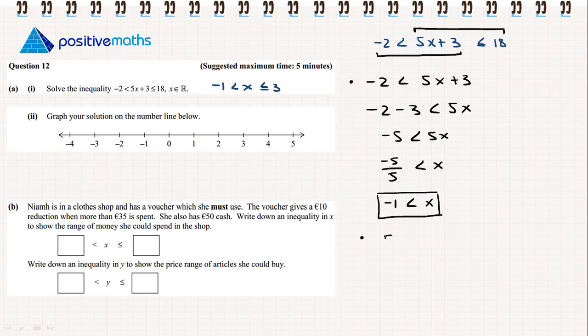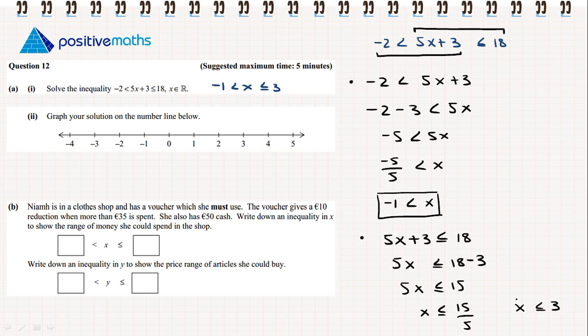And then if we take the other side, 5x plus 3 less than or equal to 18. 5x is less than or equal to 18 minus 3. 5x less than or equal to 15. x less than or equal to 15 divided by 5. So x is less than or equal to 3. We have minus 1 less than x and x less than or equal to 3. So it's the same as the previous one, but it's just in two parts rather than all together.